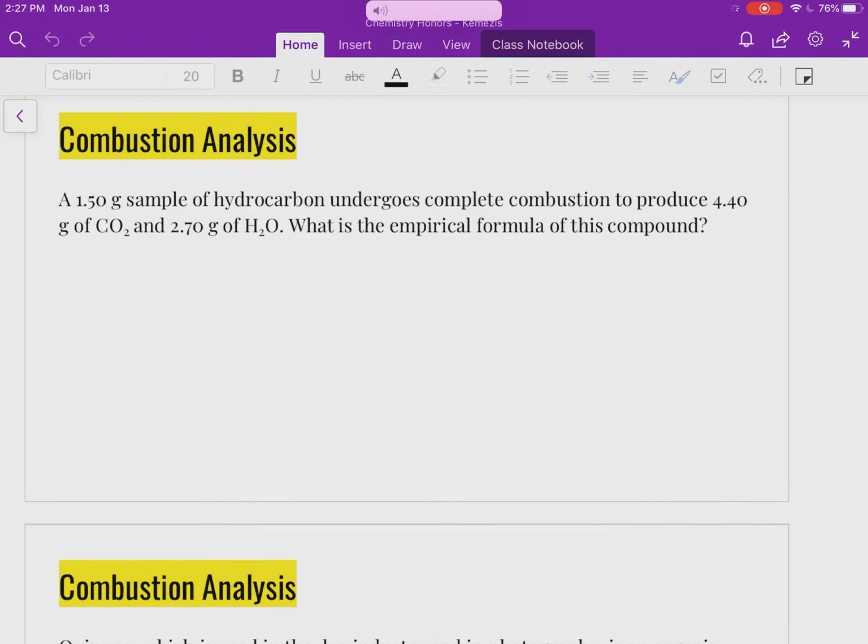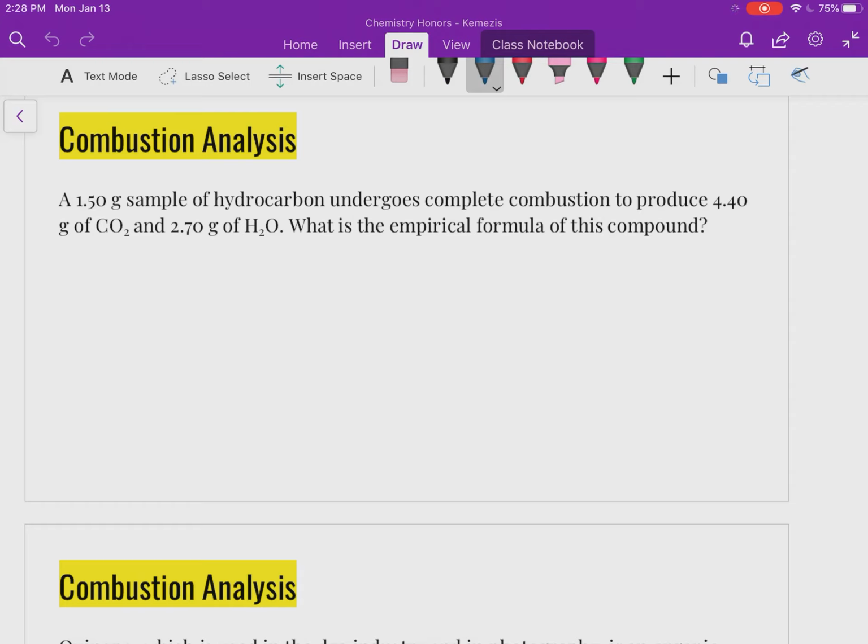Hey guys, so talking about combustion analysis. So we haven't talked much about what combustion is, but we can get an introduction here. And we're talking about a hydrocarbon undergoing complete combustion.